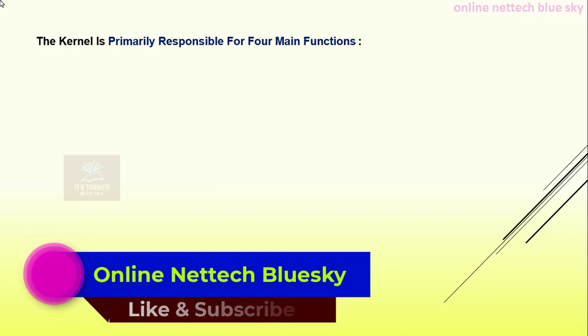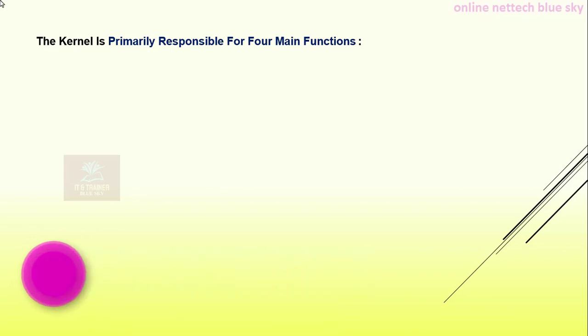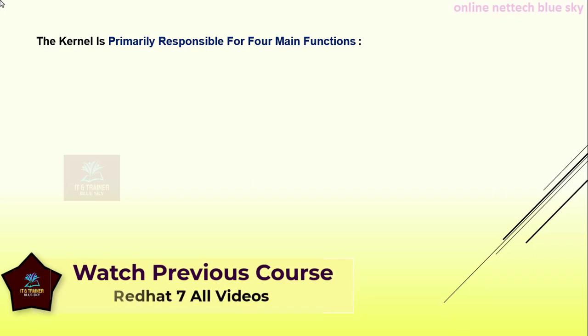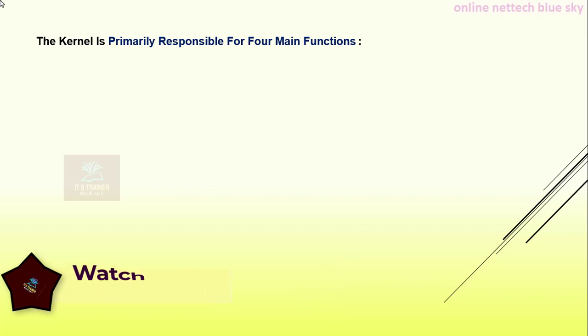It is the same as when you are using a Windows operating system. Windows also has a main file working in the background. But I'm talking about the kernel being primarily responsible for the main functions. What are the main functions? The kernel has four main functions.